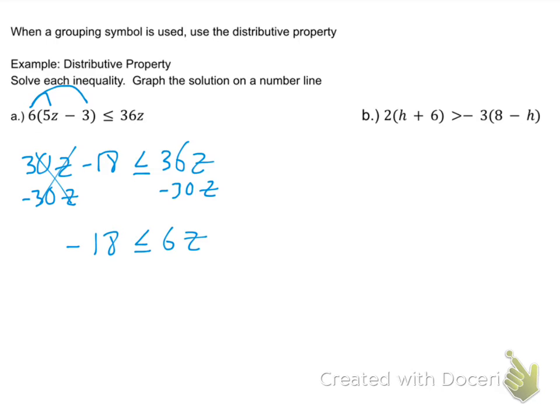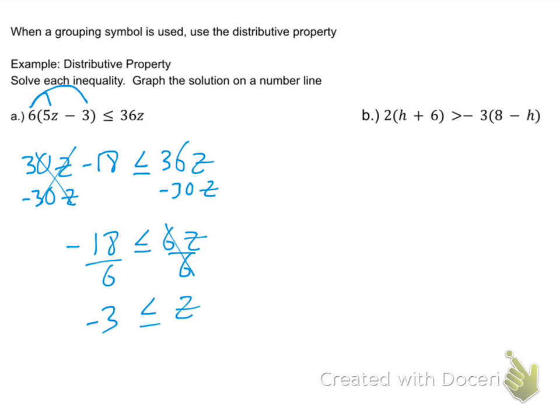I got to get rid of the 6 times z, so I will divide by 6. And since I'm dividing by a positive, I will not change the inequality. The 6's will cancel, leaving me with z, and negative 18 divided by 6 is negative 3. That is one way to do this particular problem. That will work every time you have grouping symbols. Get rid of the grouping symbols, gather up like terms, and solve it.